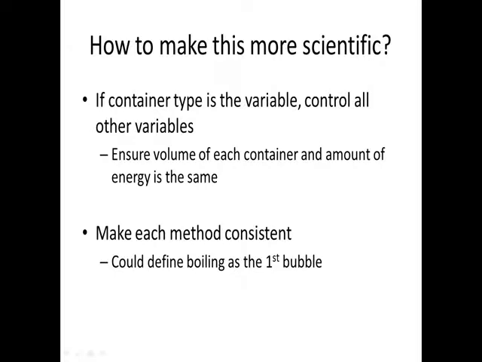So how would you make this project more scientific? If you're testing as your independent variable the different container types and the material they're made of, like the copper versus the steel, you need to be able to control all of your other variables. For instance, you need to make sure the volumes of the containers are the same, and also the energy source you use for them, like a stove. And then another thing you can do, like I said, is to define when you're going to stop your timer for the boiling. The easiest thing to do might just be at the first bubble you see, that's when you stop the stopwatch.